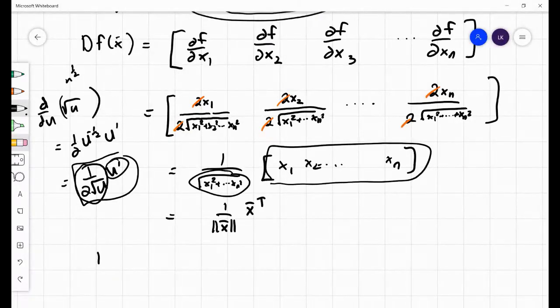Okay, so it's convenient to know that the derivative of the magnitude of x is x itself, but transposed. If you follow the rules of derivatives, it has to be a 1 by n matrix divided by the magnitude of x.